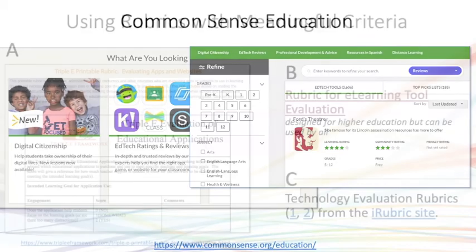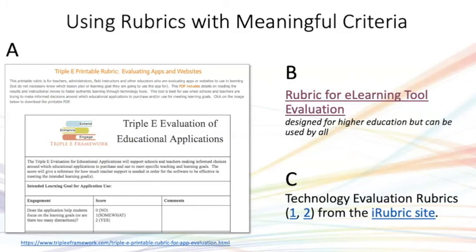You might decide to use rubrics, and if so, you'll definitely want to create meaningful criteria. There are some existing rubrics to help with technology evaluation, such as under letter A, EEE Evaluation of Educational Applications. That whole rubric is available at the link that's at the bottom of the screen. Under letter B is a rubric for e-learning tool evaluation. It says it was designed for higher ed, but as I look at it, I think it could probably be used by anyone. As a heads up, it's about 4 pages long.